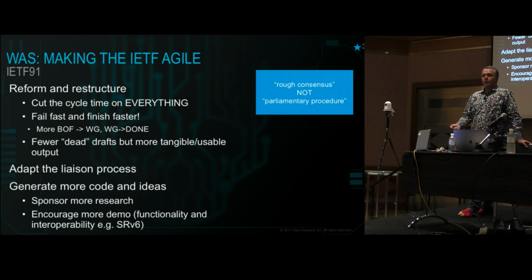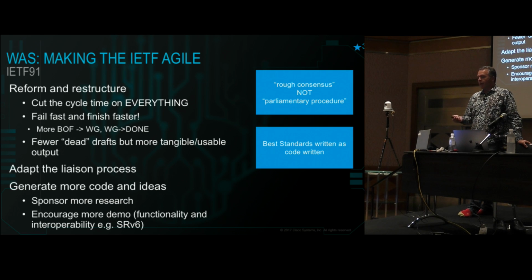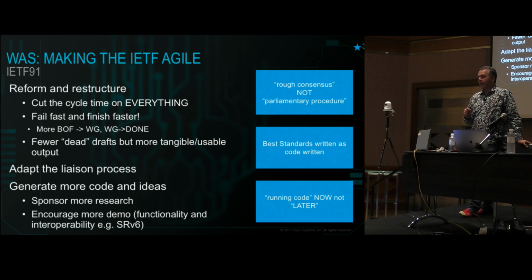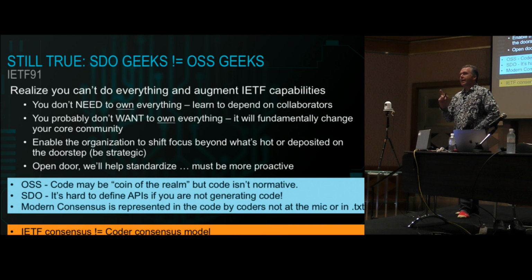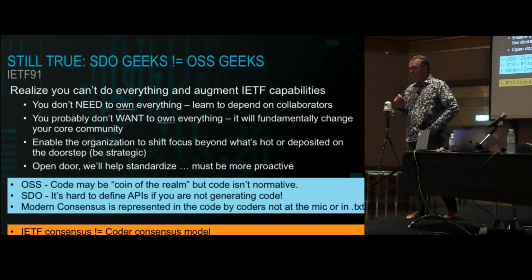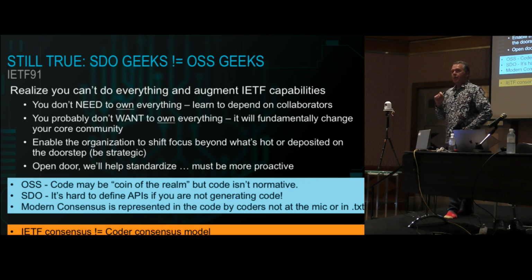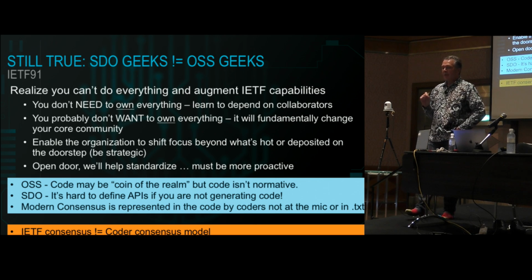Call to create more code and ideas. Claims around rough consensus versus parliamentary procedure, as many open source communities derive consensus in a different way, and we'll talk about that. And more running code now. So what is still true is that standards geeks don't necessarily make the best open source geeks, and it's just a claim from our argument here. And really the point is that obviously in open source, code is the coin. And again, it's hard to define APIs and standardize them if you're not involved in the code.